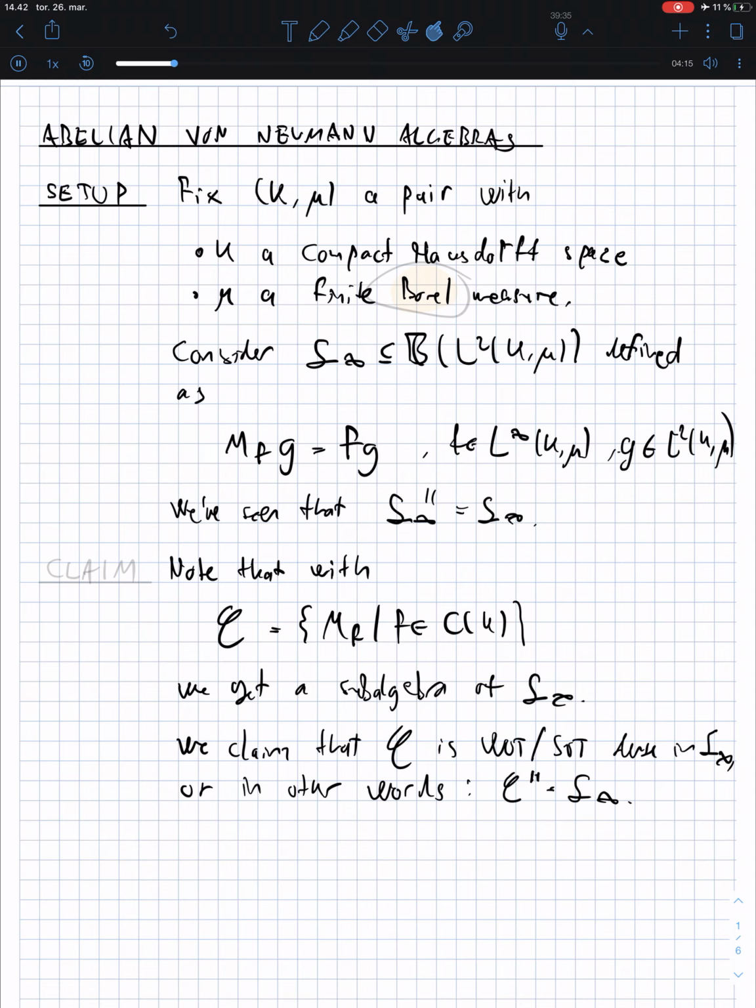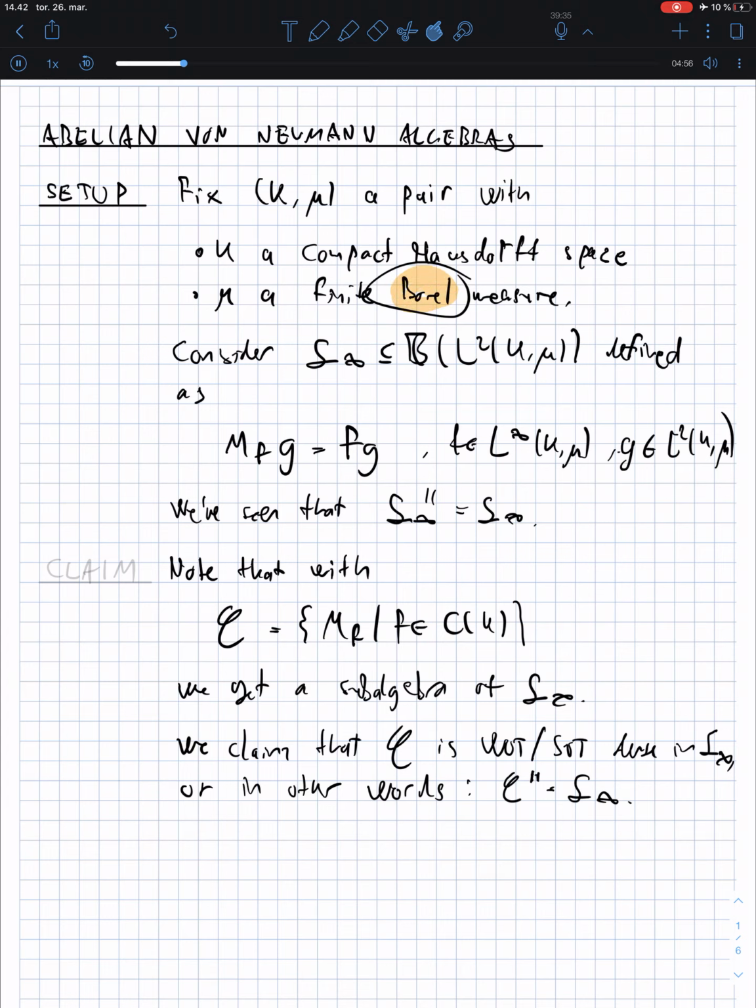And the way you prove this, this is done in the book, is that you realize that the weak operator topology is the same as the weak star topology that you get on L infinity by considering it as the dual of L1. And then you prove that the continuous functions are weak star dense in L infinity. You do this by using that it's a Borel measure, right? This is an important assumption that I made.